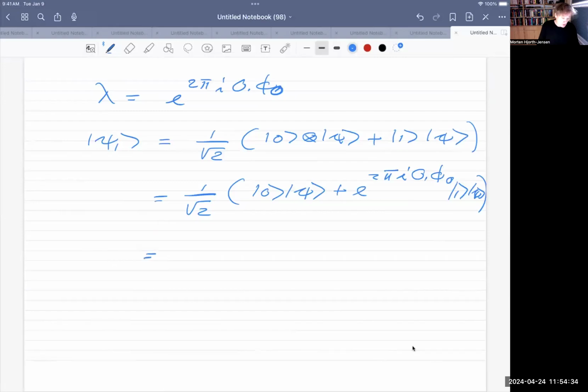So we can also rewrite this as 1 over square root of 2. So this would be the same as us having performed the Hadamard transformation plus an operation with a rotation gate on the second qubit, on the qubit state 1, and multiplied with the state psi. So this is what we normally call the result of a control U operation.